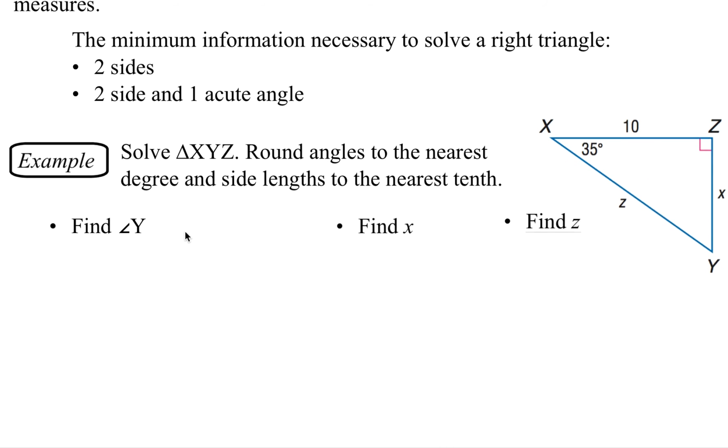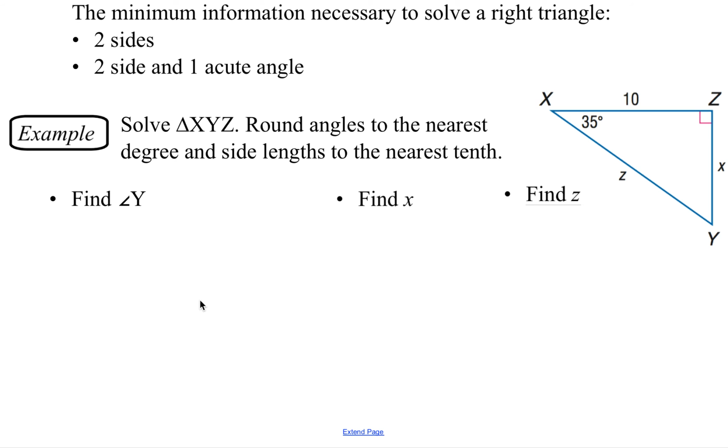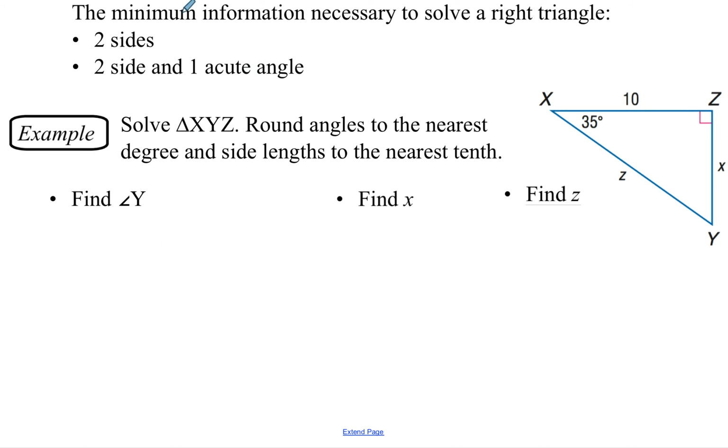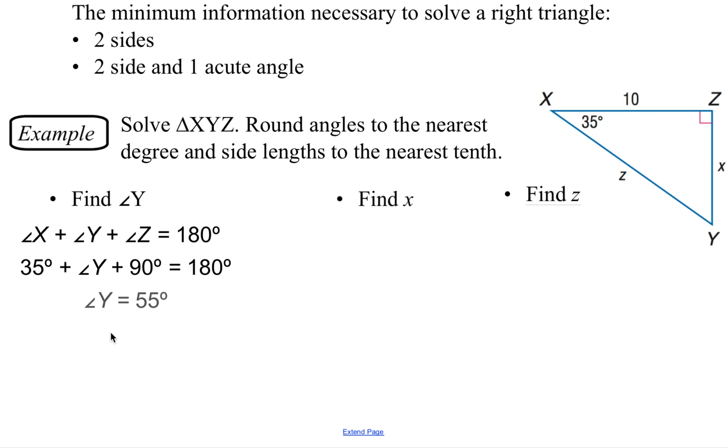This example says solve triangle XYZ, and we want to round our angles to the nearest degree. We want to round our side lengths to the nearest tenth. So first of all, the easiest piece of information to figure out is the value of angle Y. We know angle Z is 90 degrees and angle X is 35 degrees. And we know that the sum of the 3 angles in a triangle is 180. So if we substitute in the 35 and the 90 and then subtract that sum from 180, we end up with angle Y being 55. So that's probably the easiest piece to solve for.